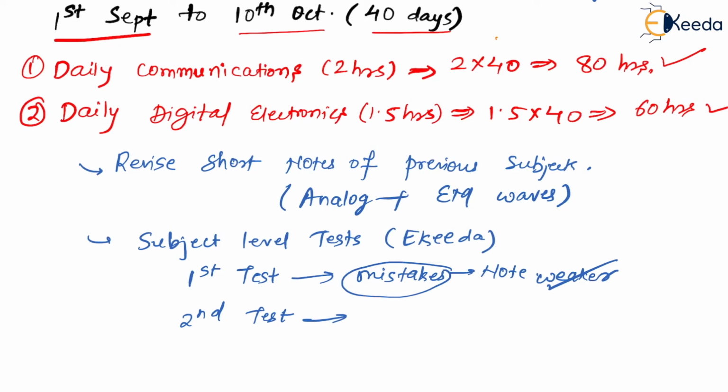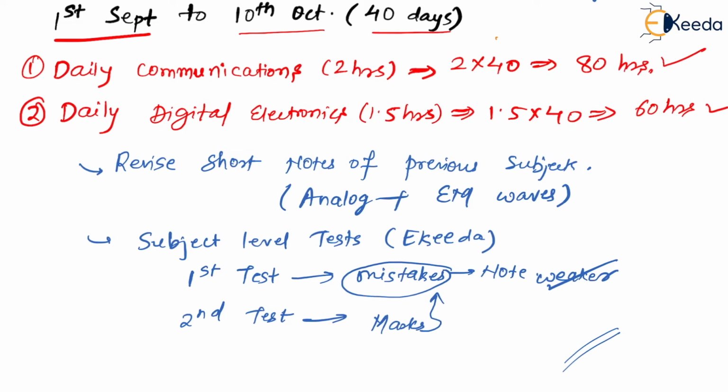And in the second test, just give the second test. And in the second test, what is going to happen is mistakes are done, so definitely your marks are going to increase in the second test. So by the end of 10th October, the complete syllabus of your ECE will get completed. There is no doubt in it. It is going to be 100% completed.